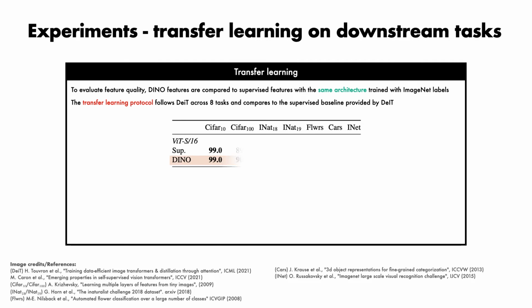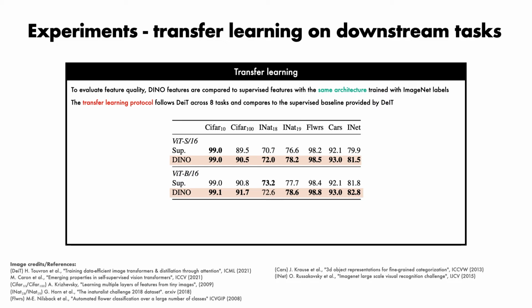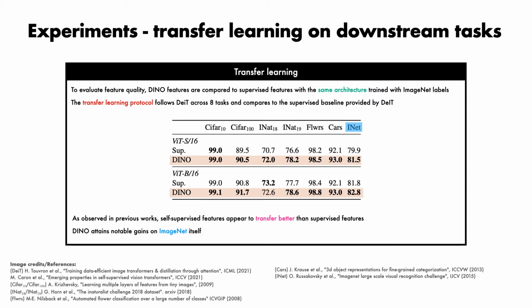For both ViT-S/16 and ViT-B/16, we find that Dino brings a consistent gain over the supervised baselines. This is consistent with prior work observing that self-supervised features appear to transfer better than supervised features. Note that Dino attains particularly notable gains on ImageNet itself, boosting supervised performance by 1 to 2%.